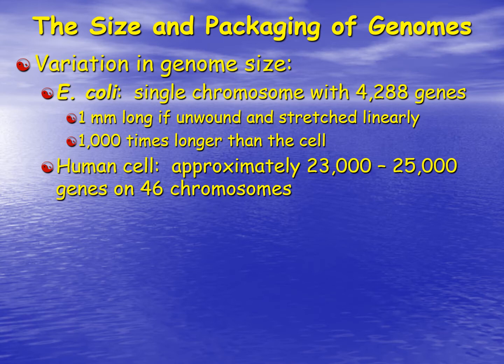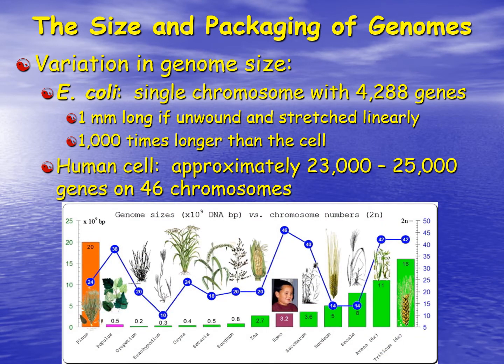In the human genome, there's approximately 23 to 25,000 genes found on the 46 chromosomes that we possess. So we can actually look at this chart and see that there are differences within the number of chromosomes, and there'll be a difference in the number of genes that each organism possesses. So for example, corn has 20 chromosomes, while soybeans actually have 40 chromosomes. We're at 46 with about 3.2 billion base pairs, and we'll do a little bit more comparison here in just a moment.